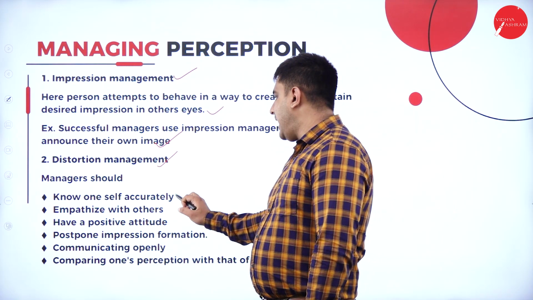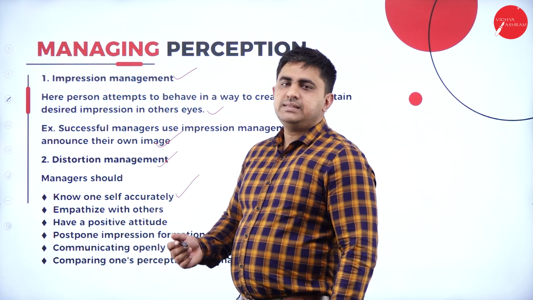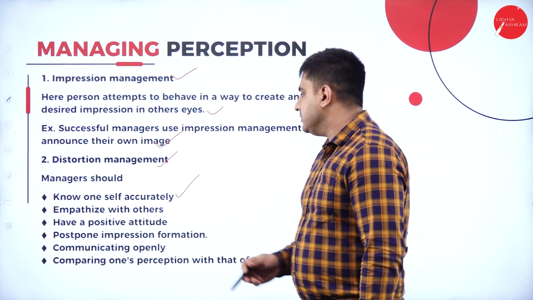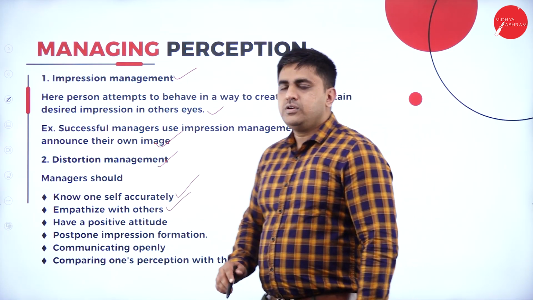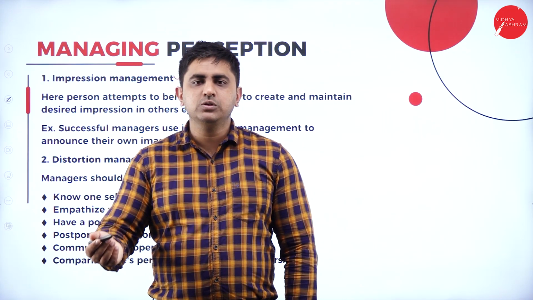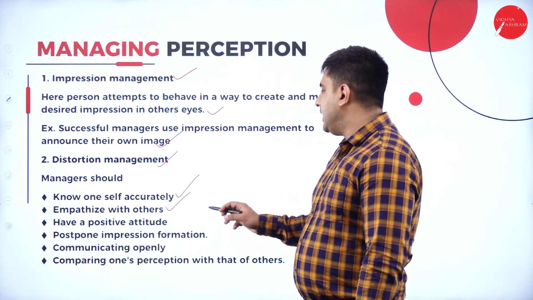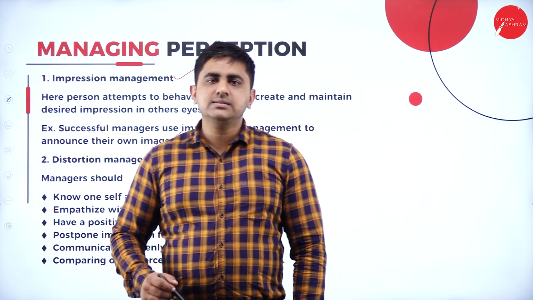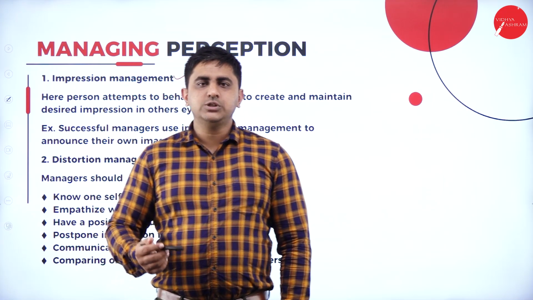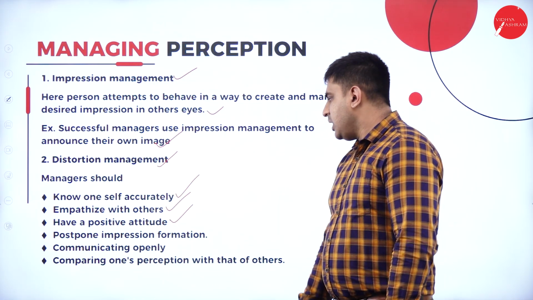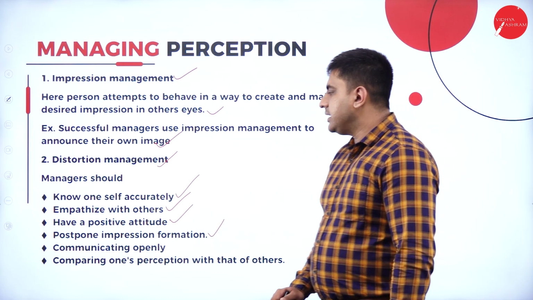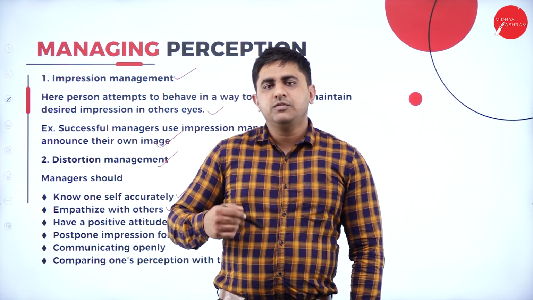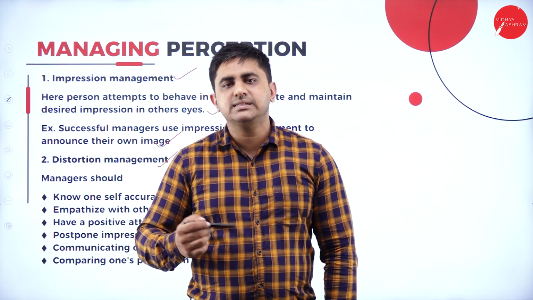Managers should know oneself accurately. So before perceiving anyone, you should have clarity regarding who the other person accurately is. Then empathize with others. That is, you should put yourself in others' place and then perceive. Next, have a positive attitude. Managers, to perceive things better, should have a positive attitude. Postpone impression formation. That is, all of a sudden they should not come to a conclusion. They should postpone the formation of impressions of workers or subordinates in the organization.